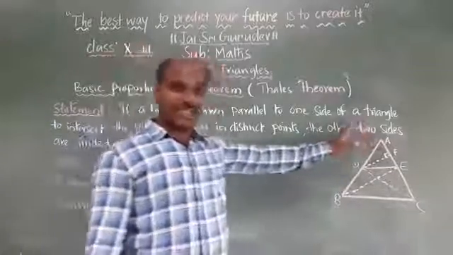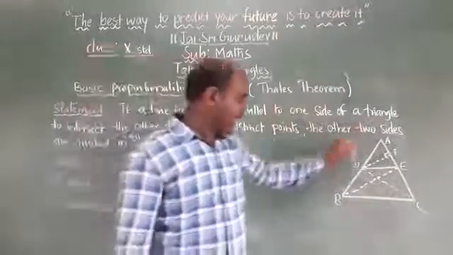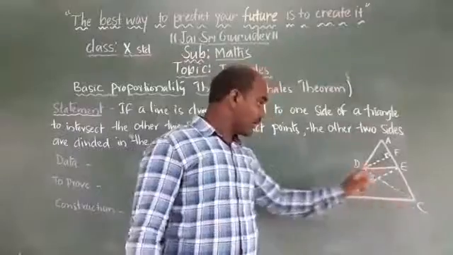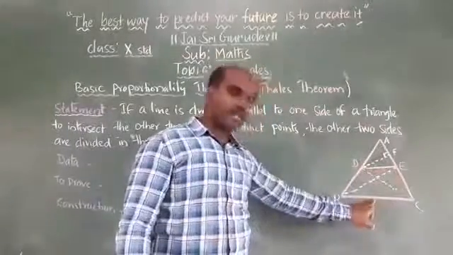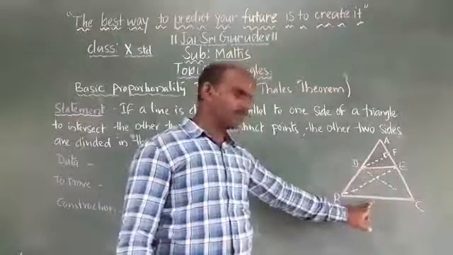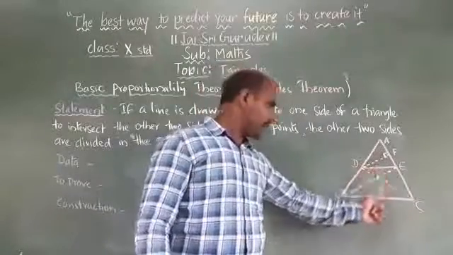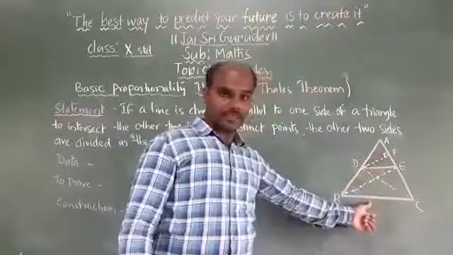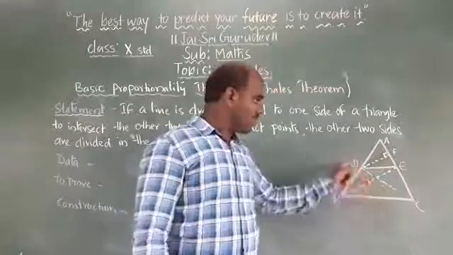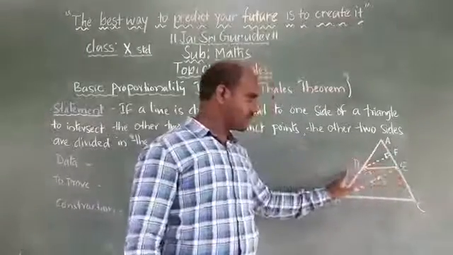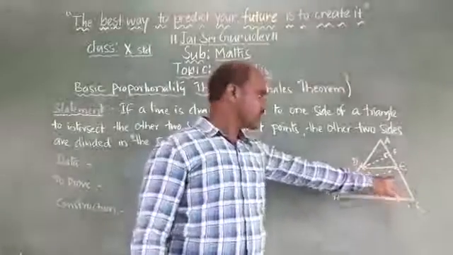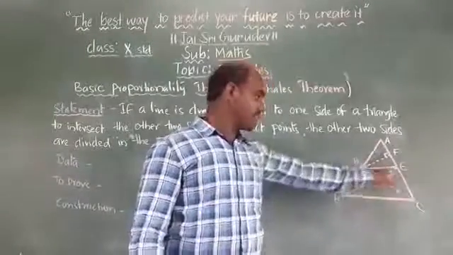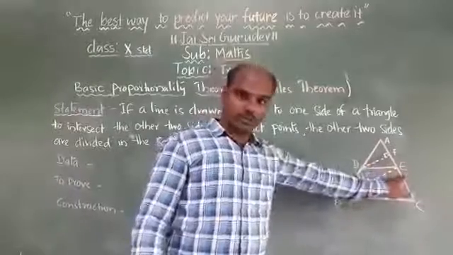Let us take a triangle ABC. I am drawing DE as a line parallel to one side, that is BC. DE is parallel to BC. So it is intersecting the two sides at two distinct points, D and E.